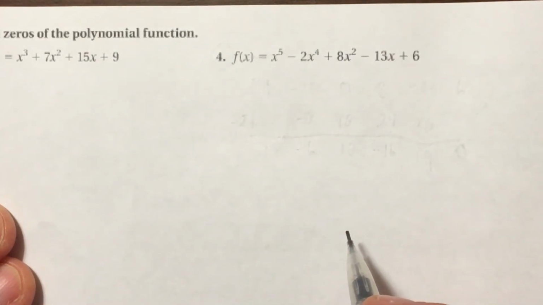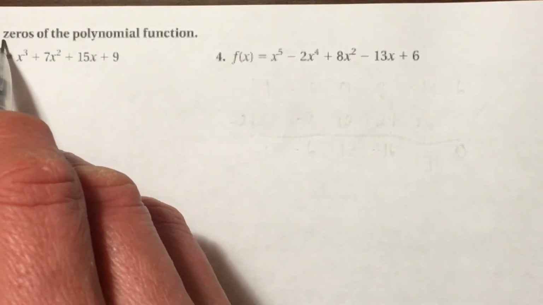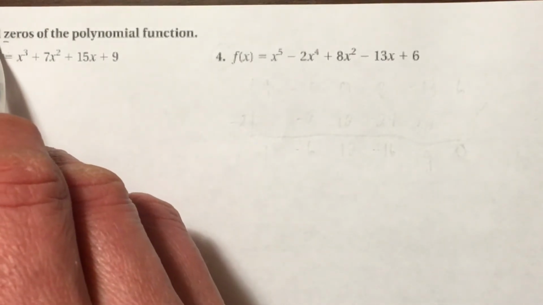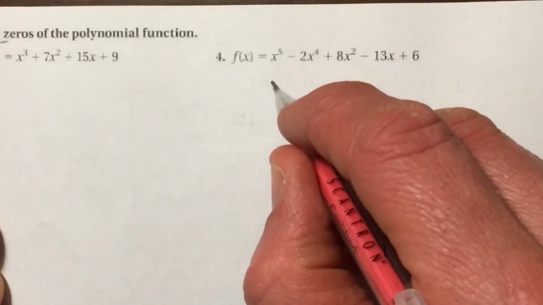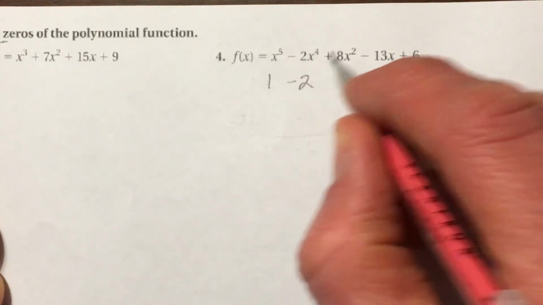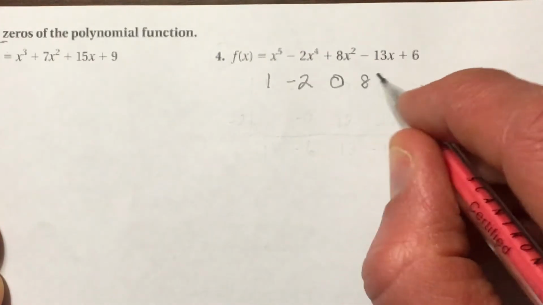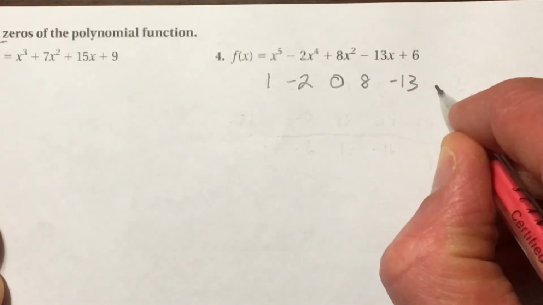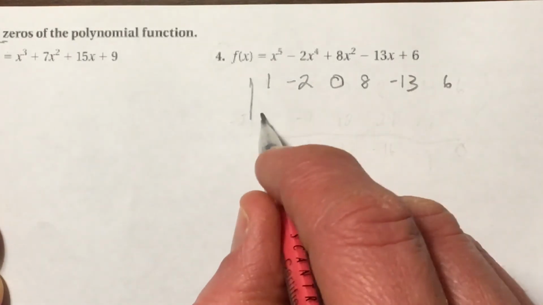This is an example we worked on in class last week. This is for you Kairos guys. We're doing the same thing we did the week prior, except we're finding all zeros. Set it up. 5, 4. There's no cubic. 2, 1, and the constant. Set it up for synthetic division.